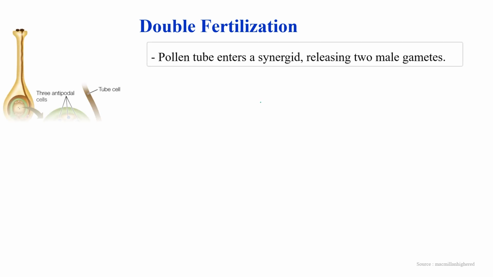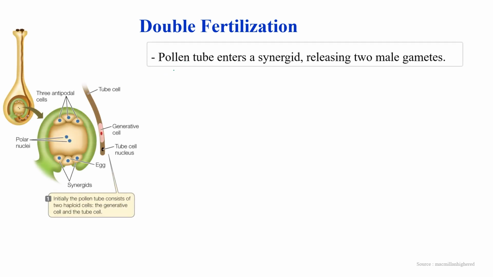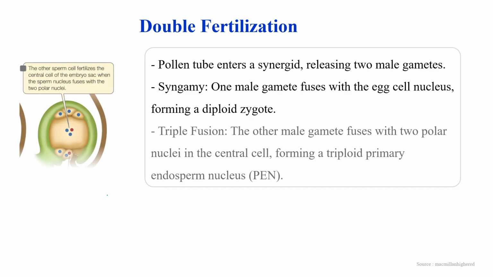Now let's discuss double fertilization. After pollen-pistil interaction, out of so many pollen grains, only the compatible pollen is allowed to develop a pollen tube. As in this picture, the compatible one develops a pollen tube, enters a synergid from this end and releases two male gametes. Initially the pollen tube consists of two haploid cells, the generative cell and the tube cell.